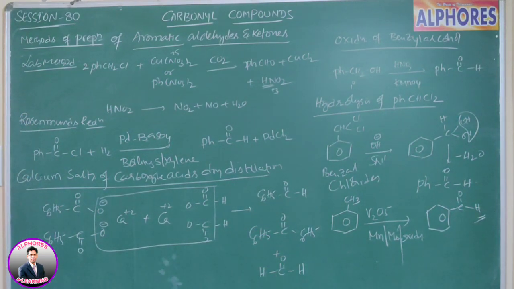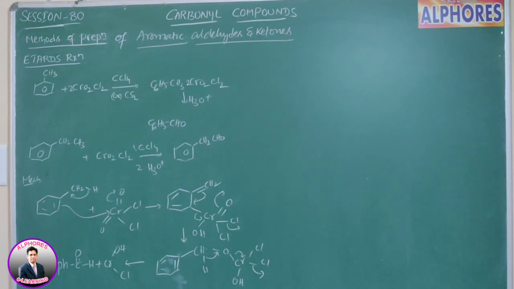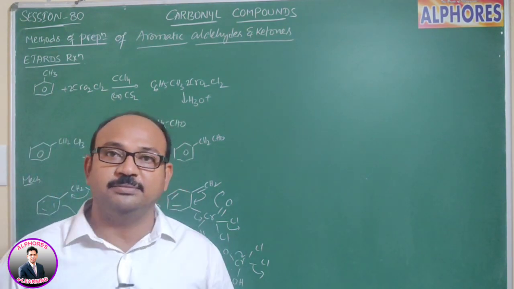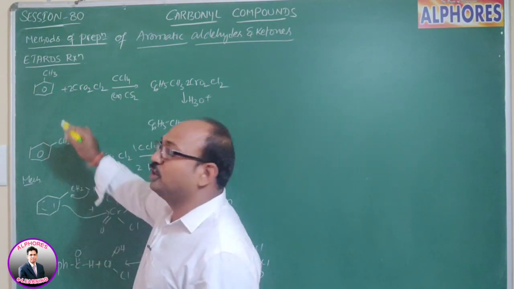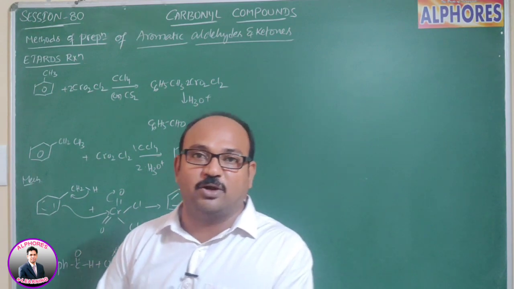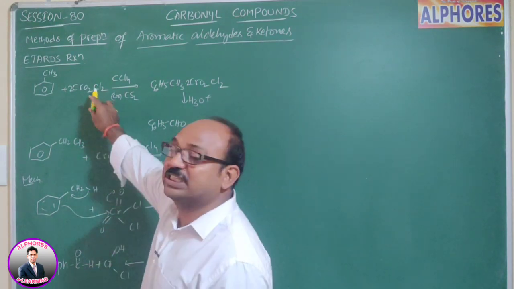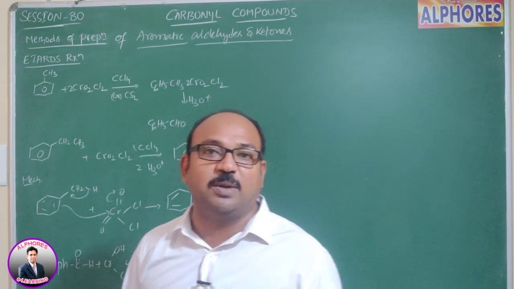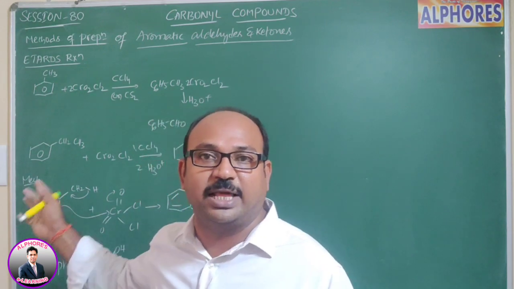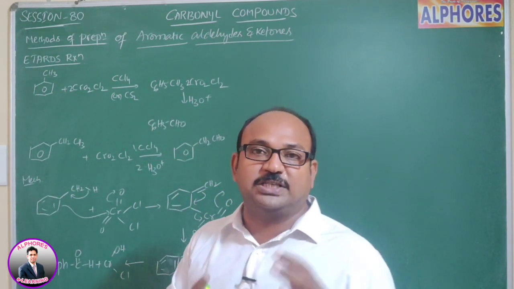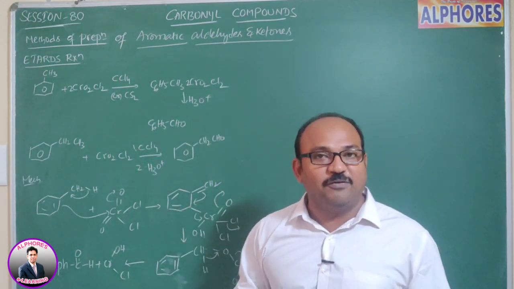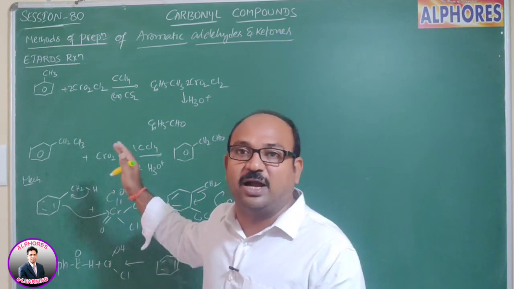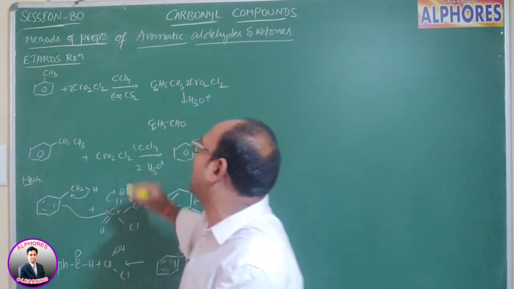as benzaldehyde. Students, the next method of preparation is Etard's reaction. In Etard's reaction, toluene is oxidized with chromyl chloride, in the presence of a non-polar solvent like carbon tetrachloride or carbon disulfide. It first forms a chromic ester, which upon hydrolysis gives the aldehyde. And the mechanism is not that simple.